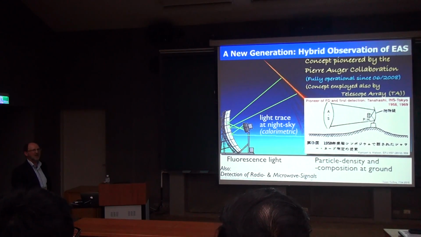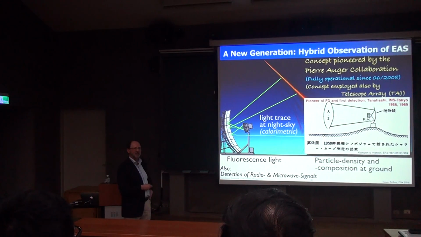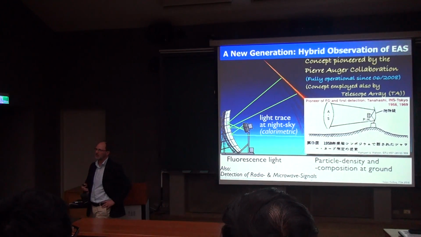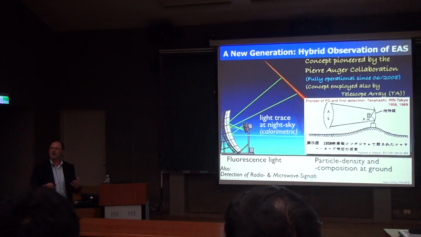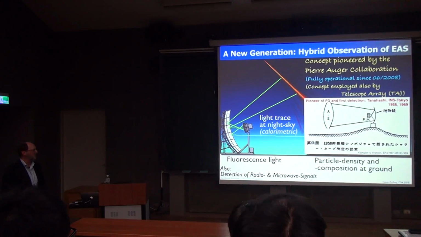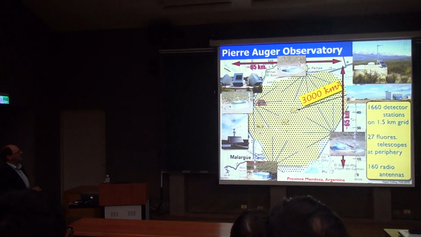And then in 1969, the first successful observation was done by Tanahashi and his group. And so that was even before it was done in the US. But it's often forgotten. So the idea actually came from Japan. But then it took a long time until you really could use it in standard experiments. Okay, so the largest experiment in operation is shown here.